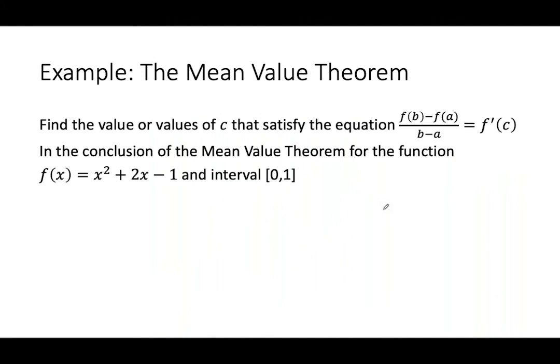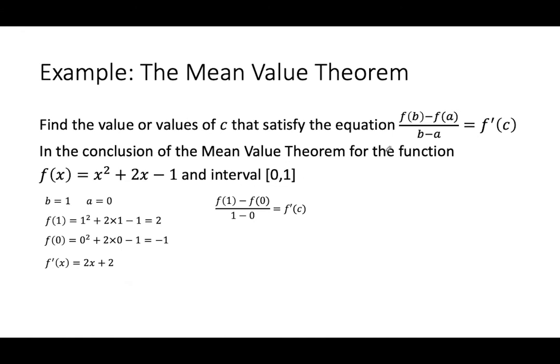Let's look at the example. It says: find the values of c that satisfy the equation in the conclusion of the mean value theorem for the function f of x equals x squared plus 2x minus 1 on the interval [0, 1]. So b is 1 and a is 0. When we plug into the function, we get f of 1 equals 2 and f of 0 equals -1. Next, we need to find the derivative of the function, which is 2x plus 2.